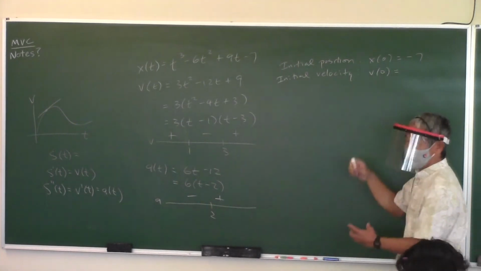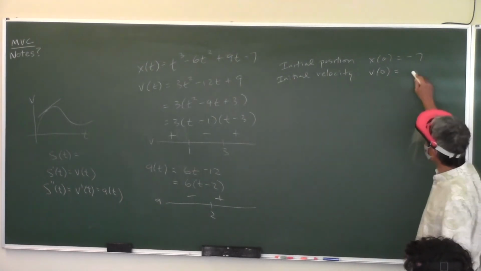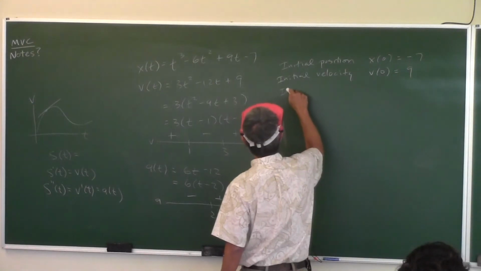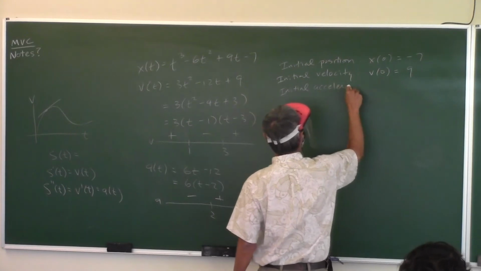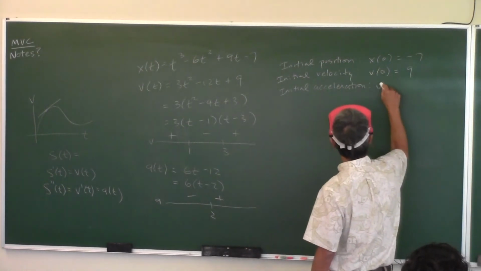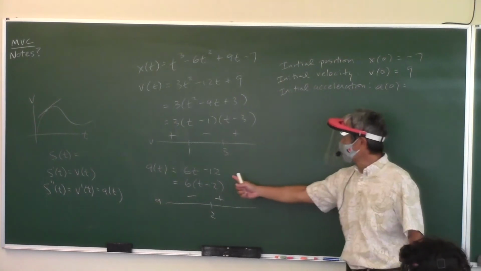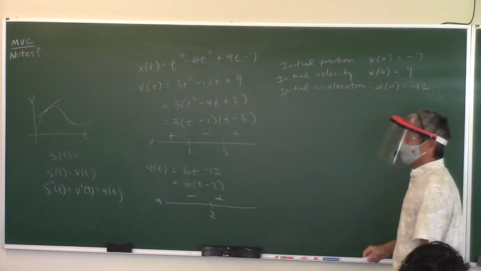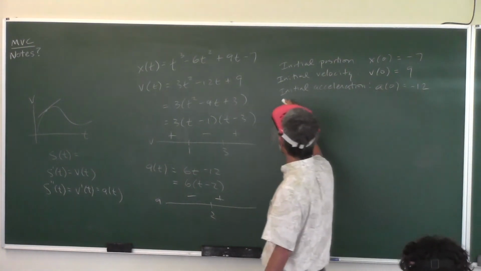What is the initial velocity? That means v of 0. What is the velocity at the very beginning? 9. I think everybody here can plug in 0. You just have to plug it into the right equation. What is the initial acceleration? In other words, a of 0. Here's the acceleration. Negative 12. Okay, that's easy.